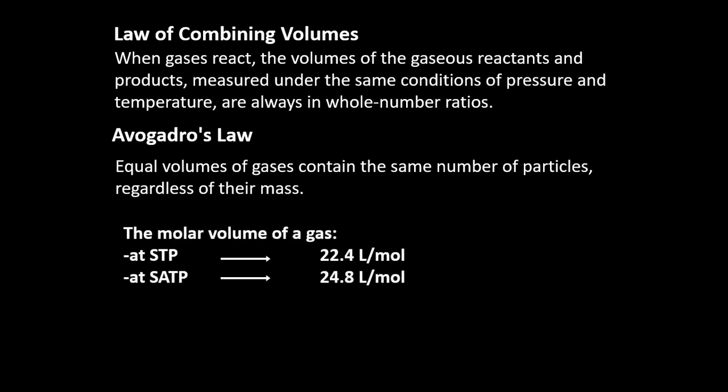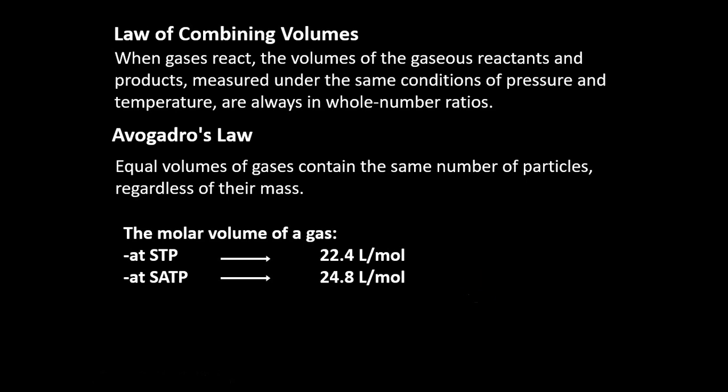We kind of bring out the molar volume of a gas. That is, if we have 1 mole of a gas, let's say under STP conditions, then that volume is always 22.4 liters. Under SATP conditions, then it's going to be 24.8 liters. And so we call this the molar volume. So 22.4 liters per mole of any gas and 24.8 liters per mole of any gas.